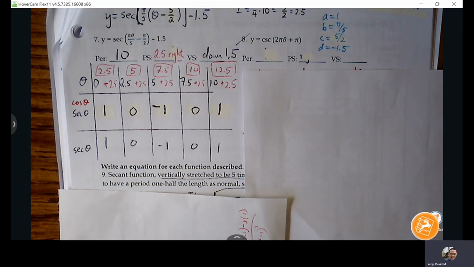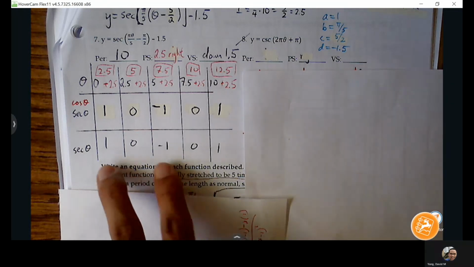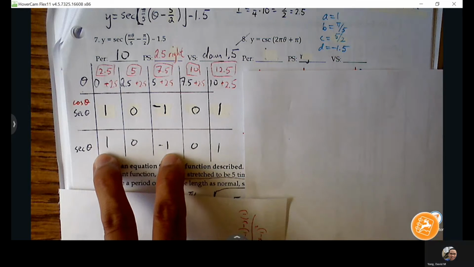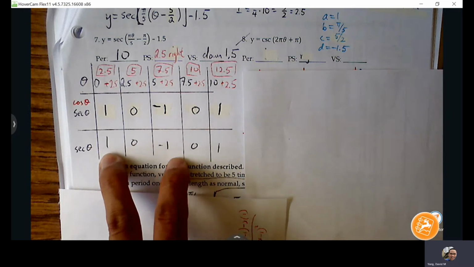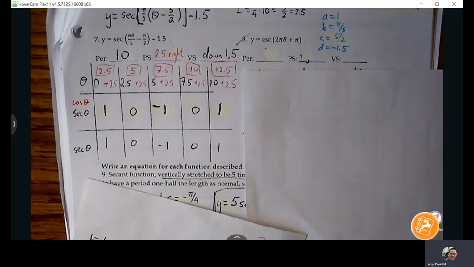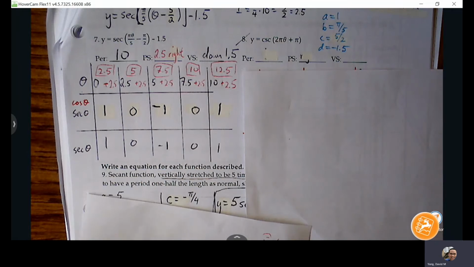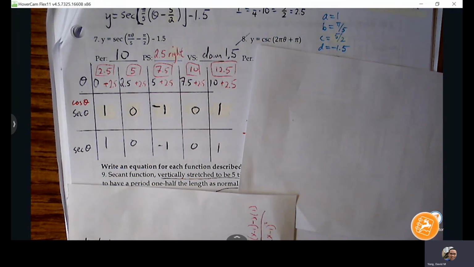You're also going to draw a dotted line at negative 1.5 because that's going to be your new d value. And then you're going to count from that negative 1.5, 1 unit up and 1 unit down to get to your peaks and valleys of your cosine graph.